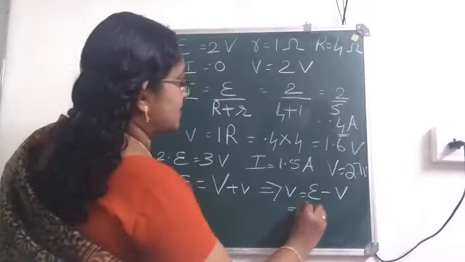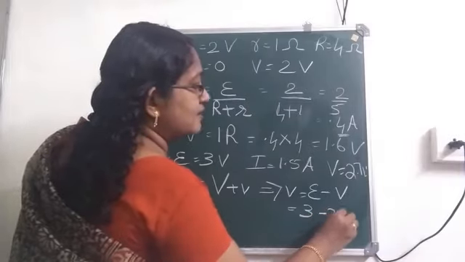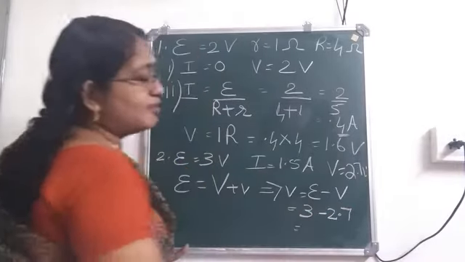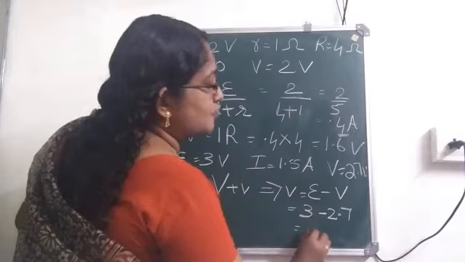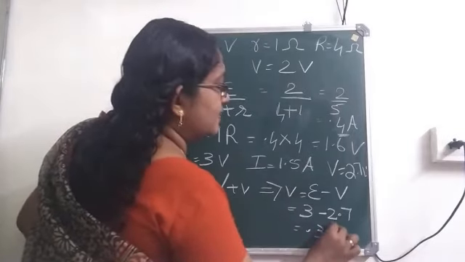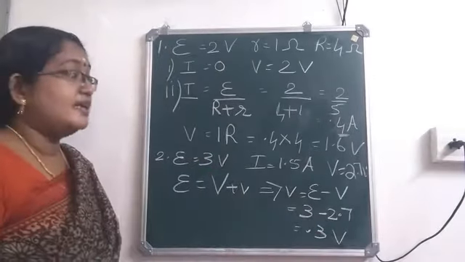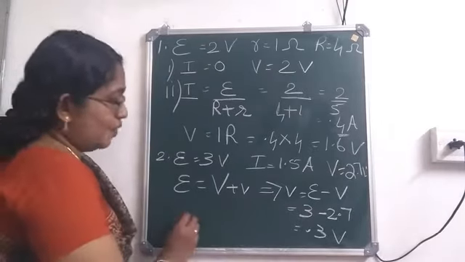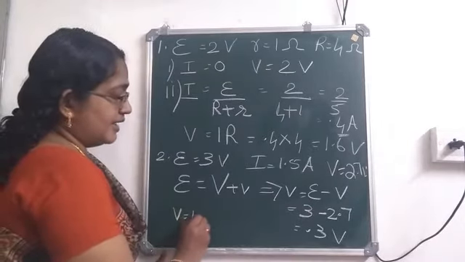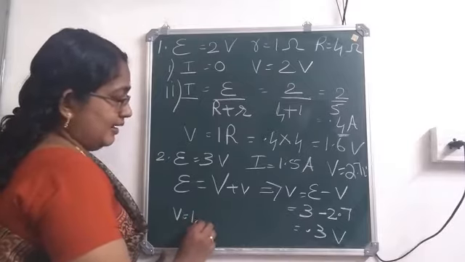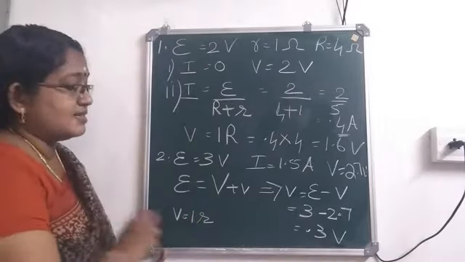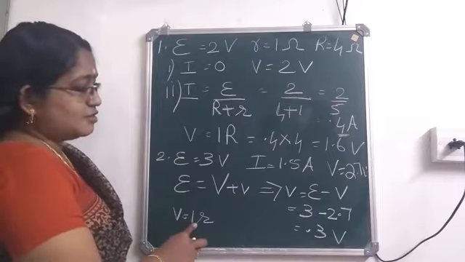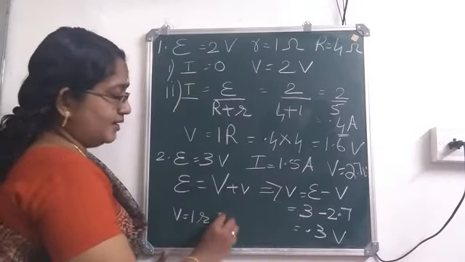Our epsilon is 3, capital V is 2.7. So how much will we be getting? 3 minus 2.7 is 0.3 volt. This is the small v, that means voltage drop. Voltage drop means it is I into small r, isn't it? Small r is internal resistance. For small v, I is already there. Now you can calculate r.